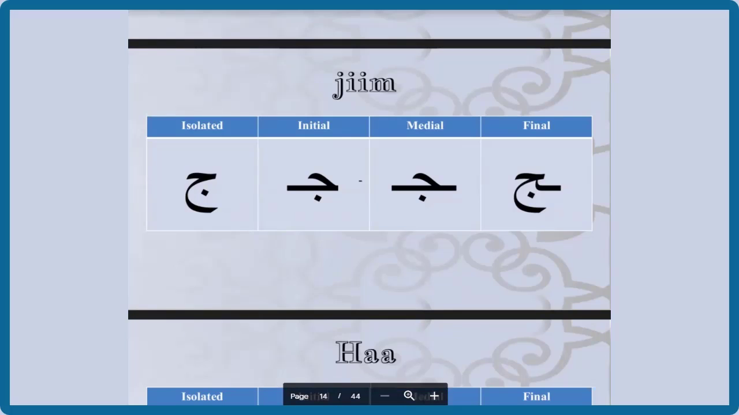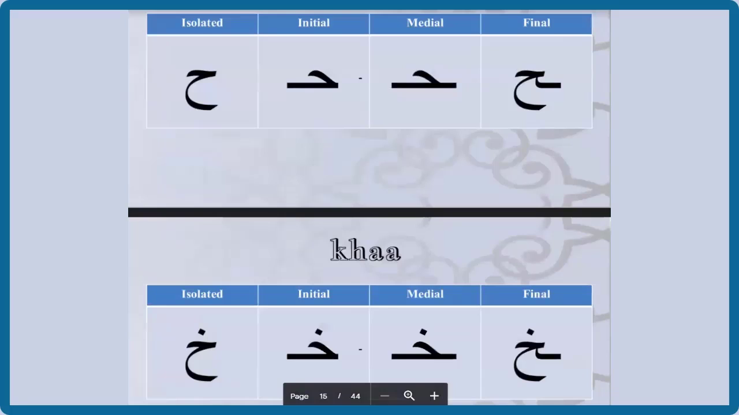Again, the next letter is ha, like hard, spicy, hot, right? This one is its isolated form. Now the initial ha would be in this shape. The medial one is the half ha, and it will connect with different letters, right? And this is the final shape of ha. Whenever ha comes at the end of the word, you will find this shape of ha.